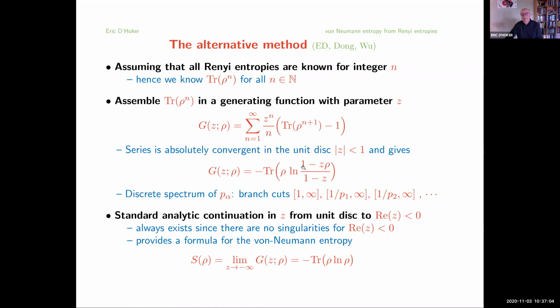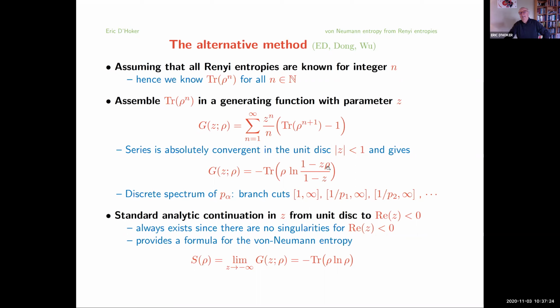Now, what is the analytic structure of this function as a function of z? Well, first of all, there is a singularity when z is 1. So there is a branch cut starting at 1, which I can take on the positive axis. So there is a branch cut going from 1 to infinity.